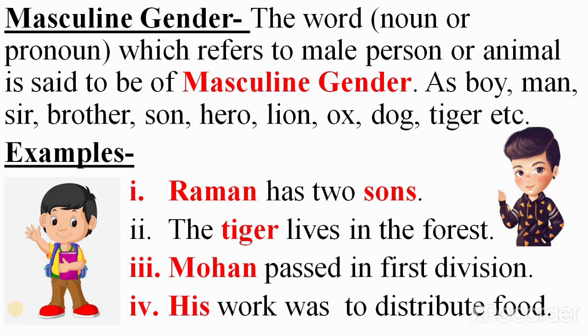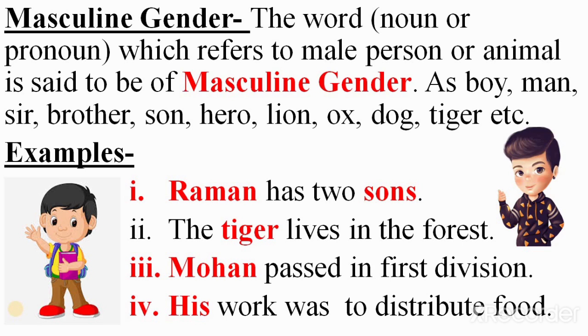The word, noun or pronoun which refers to male person or animal is said to be of masculine gender, as boy, man, sir, brother, son, hero, lion, ox, dog, tiger, etc. Now see the examples. Raman has 2 sons. The tiger lives in the forest. Mohan passed in first division. His work was to distribute food.